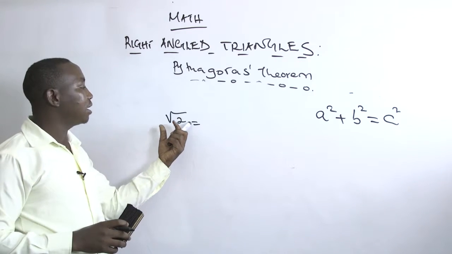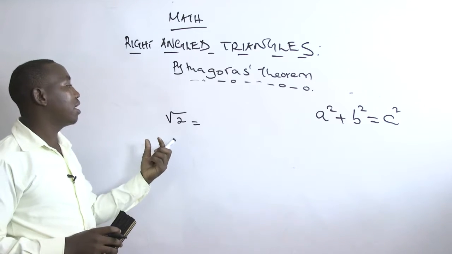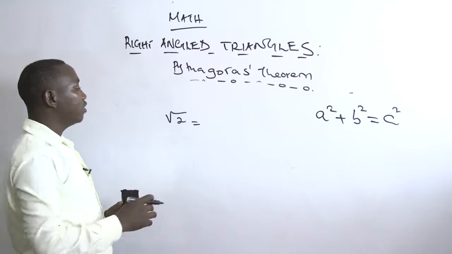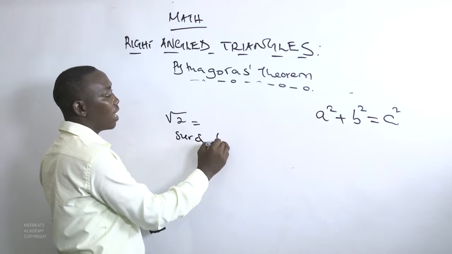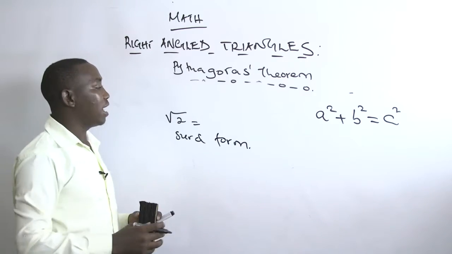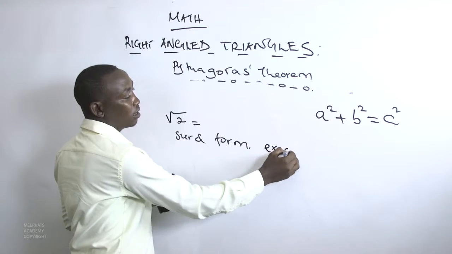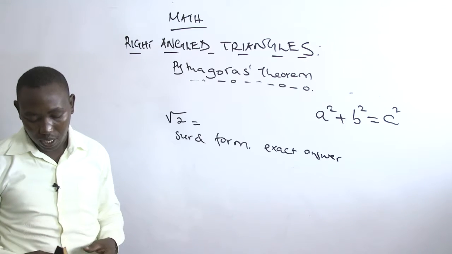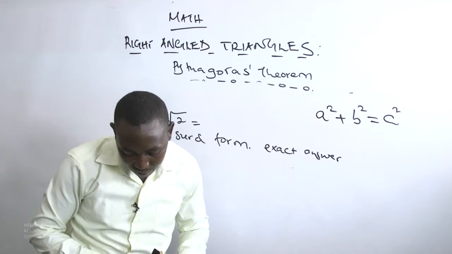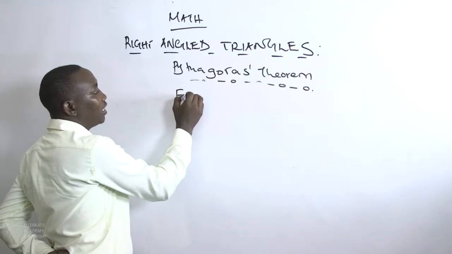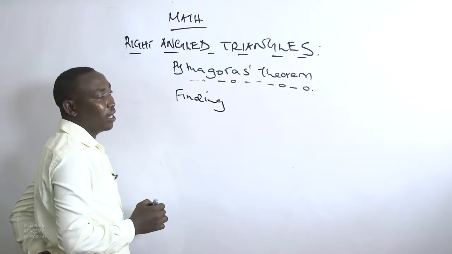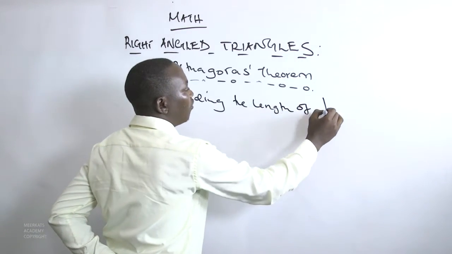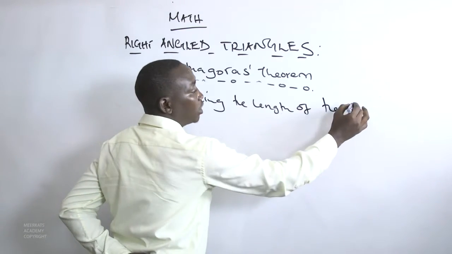In that case, we say that these numbers are irrational. And in case your answer is in this form, which can't be written as a fraction, it is important that you leave it in this form. This form is referred to as the surd form. And in this case, you'll have the exact answer. Although sometimes the question might direct you to write to a given number of decimal places. We want to learn how we can find the length of the longer side of a triangle, which is the hypotenuse.